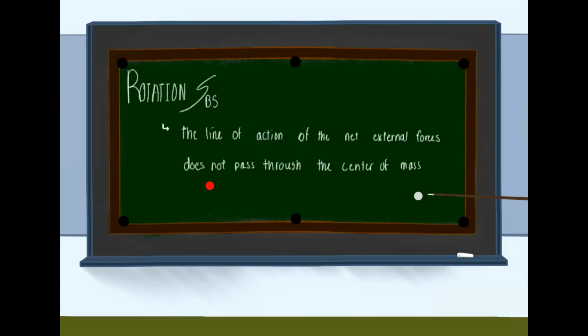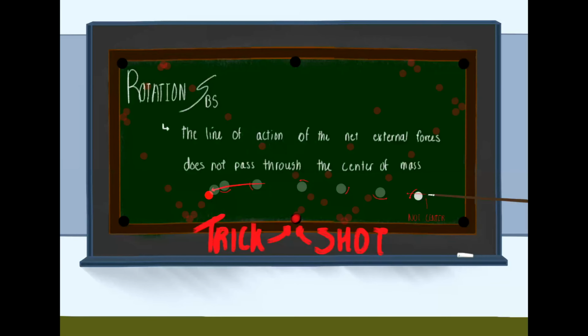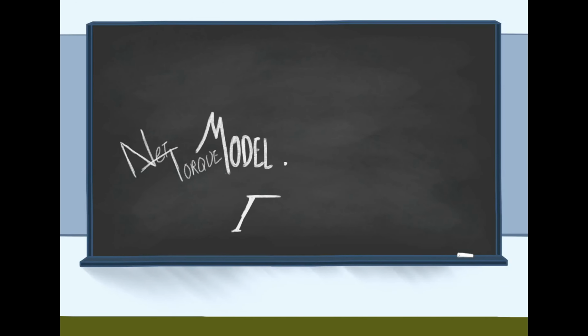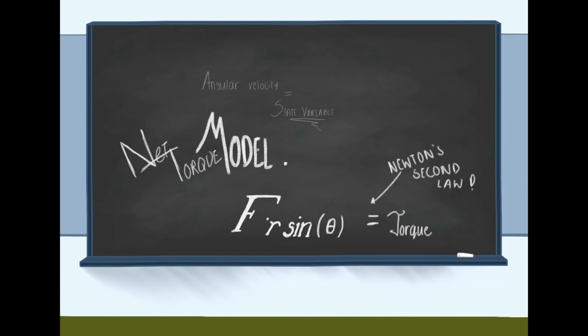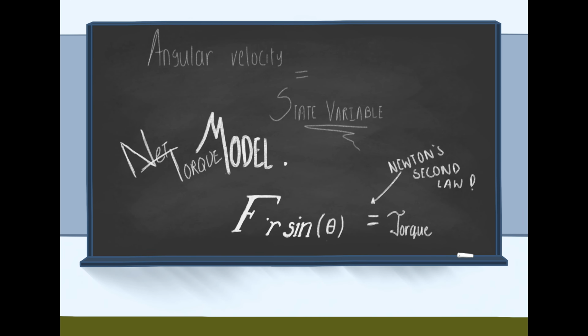For a system to undergo rotation, the line of action of the net external force acting on an object does not pass through the center of mass. The ability of a force to produce rotation is defined as torque. The equation of torque is torque equals force times distance times sine of theta, where theta is the angle between the direction of the force and the direction of the object that is moving. In a single body system for rotation, angular velocity is the state variable. The single body system for rotation is supported by the net torque model, which is supported by Newton's second law.